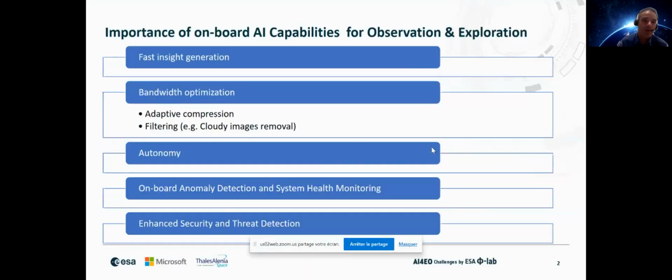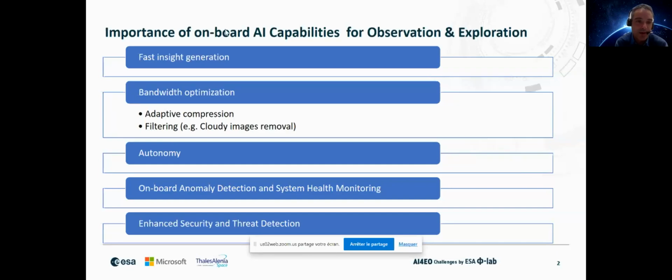Just as a quick reminder, the importance of onboard AI capabilities is absolutely essential for the future of observation and exploration as well, because exploration missions are also concerned by all this, and it is very important for this area of applications. So there is obviously fast insight generation, which is a key element, and we want good reactivity in plenty of cases. The bandwidth optimization is also a very important aspect.